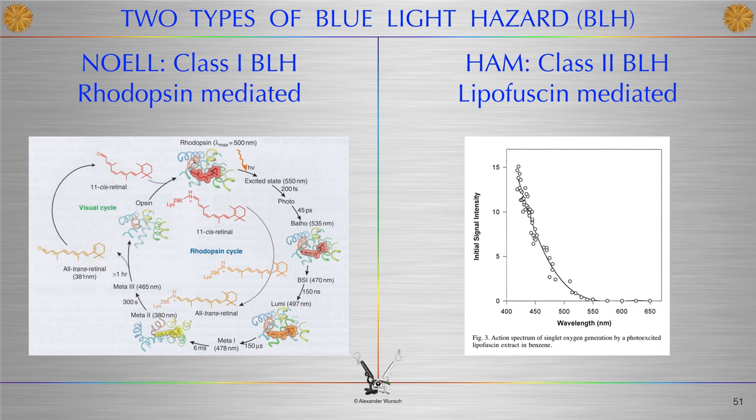So two types of blue light hazard, two types of reaction chains. And it's quite easy when you look at the class 2, which is lipofuscin mediated. So we have a clear dependence on wavelength. This is the reactive oxygen species production depending on wavelength. We would have to make an overlay with the transmission curve of the optical media of the eye, in order to find out which are the most dangerous wavelengths in the visible part of the spectrum. But here, it's much more complicated.